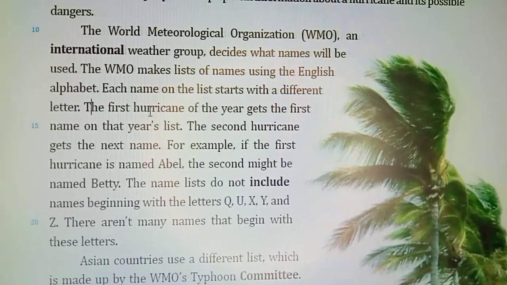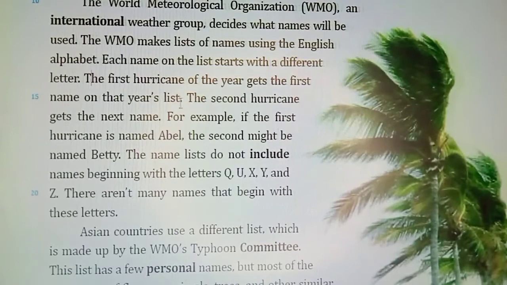The first hurricane of the year gets the first name on that year's list. The second hurricane gets the next name. For example, if the first hurricane is named Abel, the second might be named Betty. Yeah, that's right.